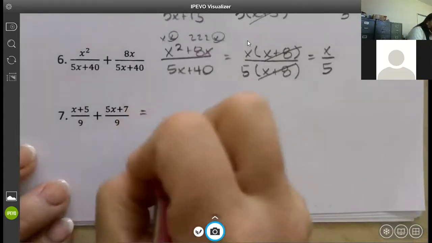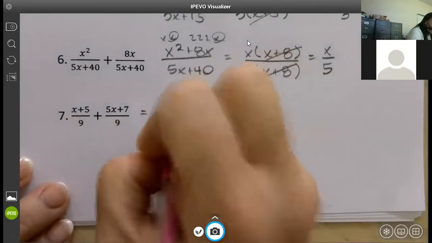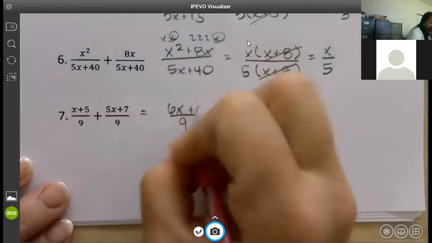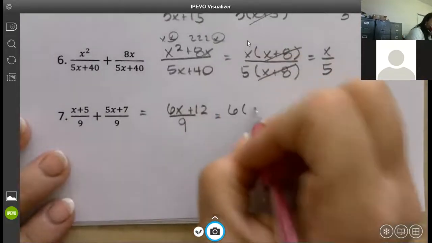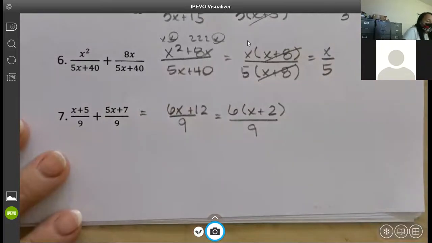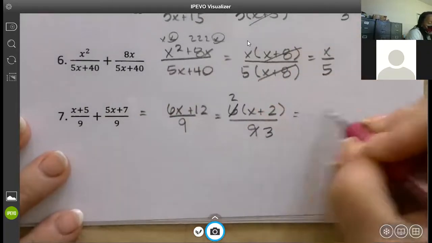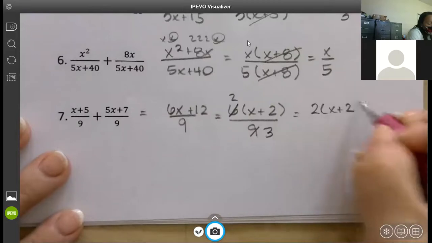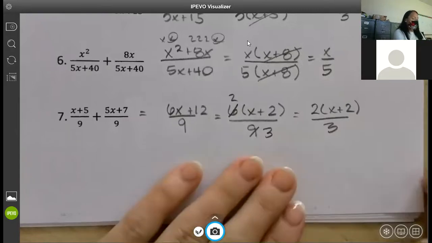We have a 9 on the bottom. Put them together. x plus 5x is 6x. 5 plus 7 is 12. You can take out a 6, leaves you with x plus 2 over 9. And then both of these will reduce by 3. So 2 times x plus 2 over 3. Any questions on those? Okay.